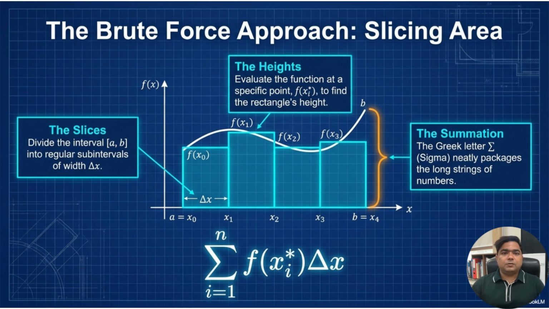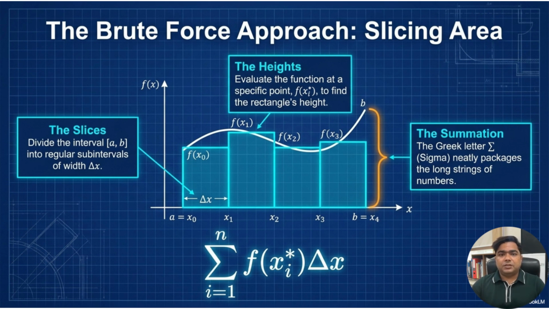For each small interval, we draw a rectangle. The width of the rectangle is delta x. The height is determined by the function value at some selected point inside that interval. This selected point may be the left endpoint, the right endpoint, or another point inside the interval. The area of one rectangle is height times width. In this case, the height is the function value and the width is delta x. So each rectangle gives us a small approximate area.